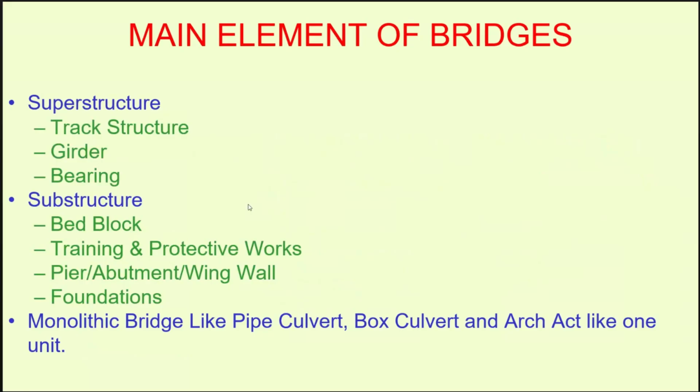Then in the substructure we start with the bed block, river training and protection works, pier, abutment, wing wall, then foundations. So these are the typical two parts of a bridge. There is another kind of bridge which can be called a monolithic bridge, like pipe culverts, box culverts, arches, etc., where we don't have any difference between superstructure and substructure.